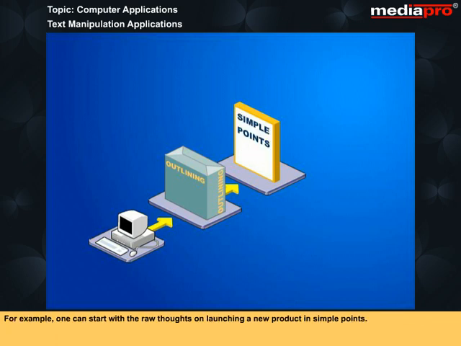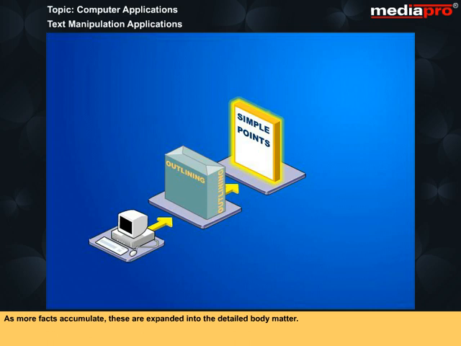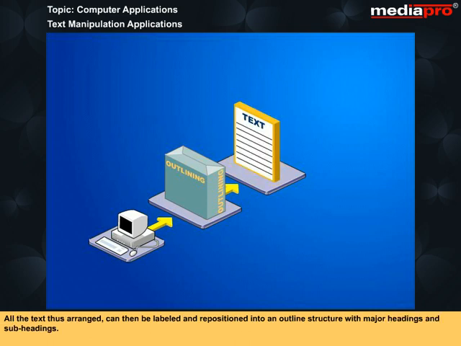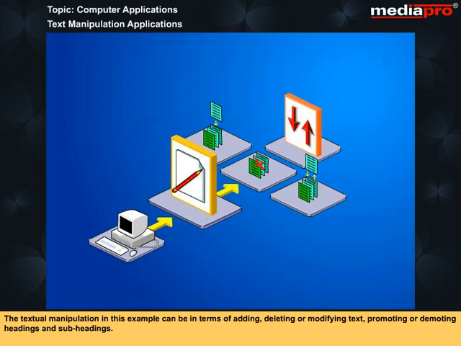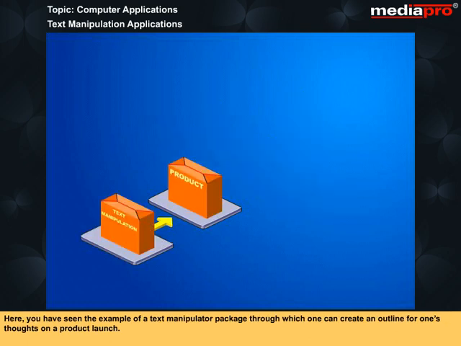For example, one can start with the raw thoughts on launching a new product in simple points. As more facts accumulate, these are expanded into the detailed body matter. All the text thus arranged can then be labeled and repositioned into an outline structure with major headings and subheadings. The textual manipulation in this example can be in terms of adding, deleting or modifying text, promoting or demoting headings and subheadings. Here you have seen the example of a text manipulator package through which one can create an outline for one's thoughts on a product launch.